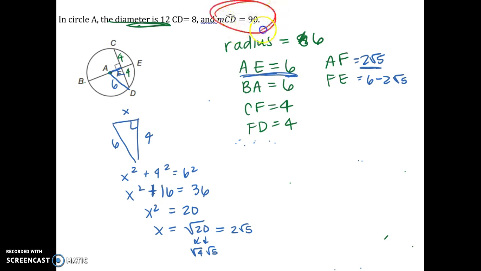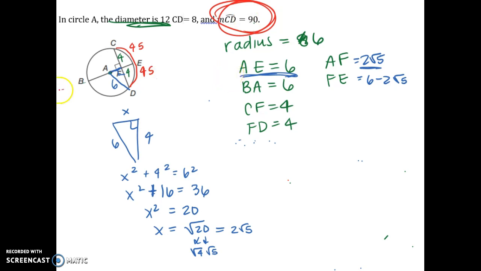Now let's talk about the arcs. Let's use this information here. Arc CD is 90. Well, if you recall, the rule says that if a diameter is perpendicular to a chord, then it bisects the chord and it bisects the arc. So this is 45, and that's 45, because half of 90 is 45.